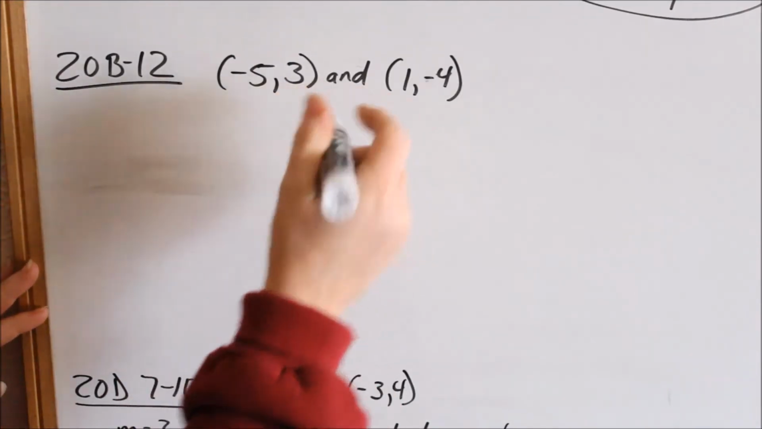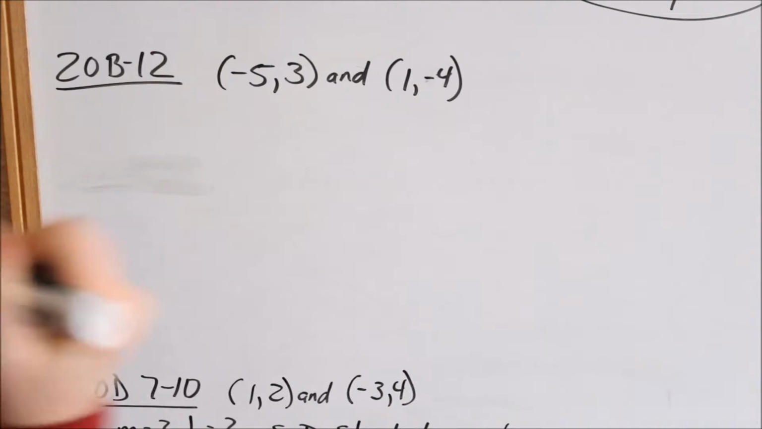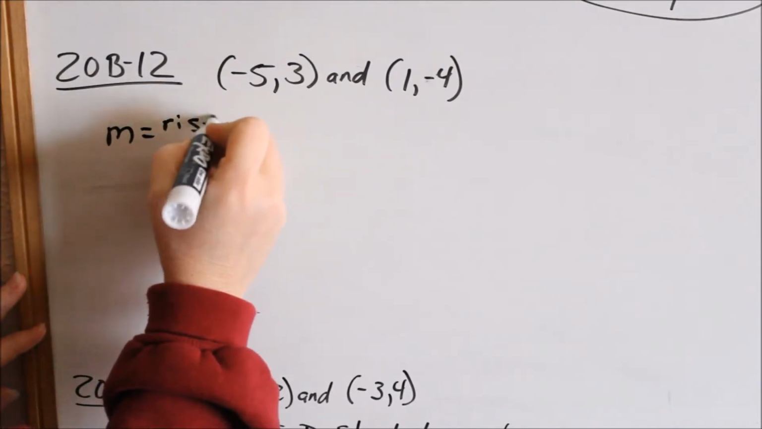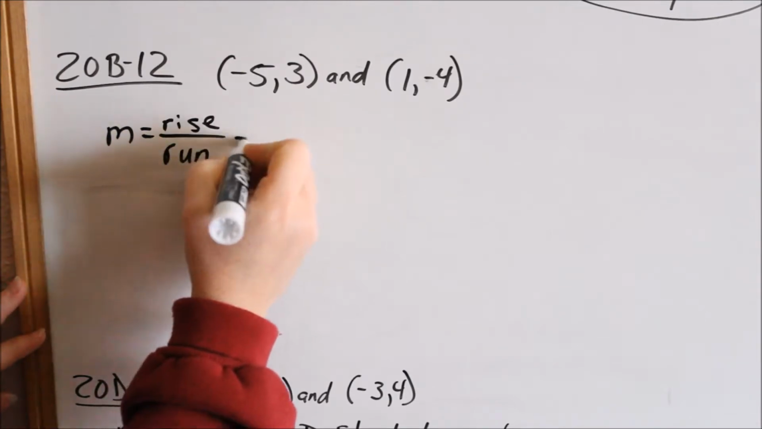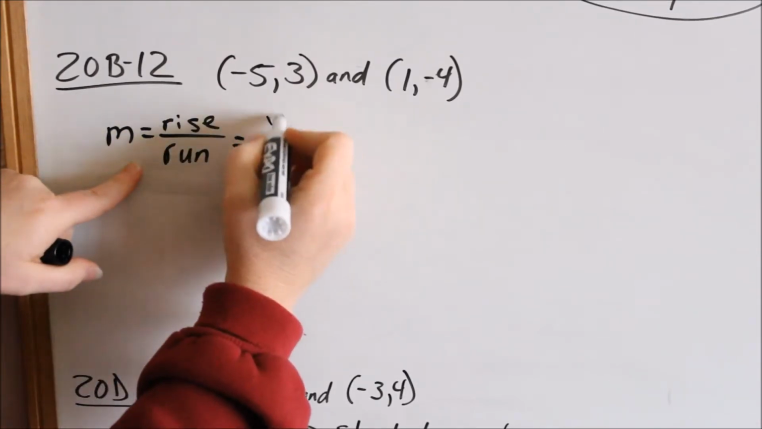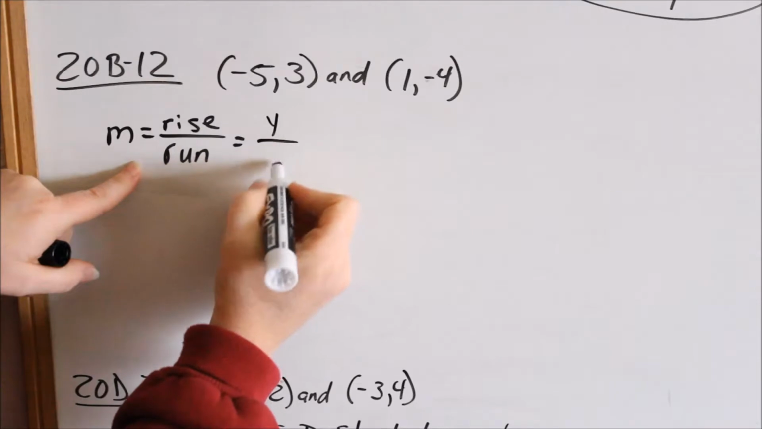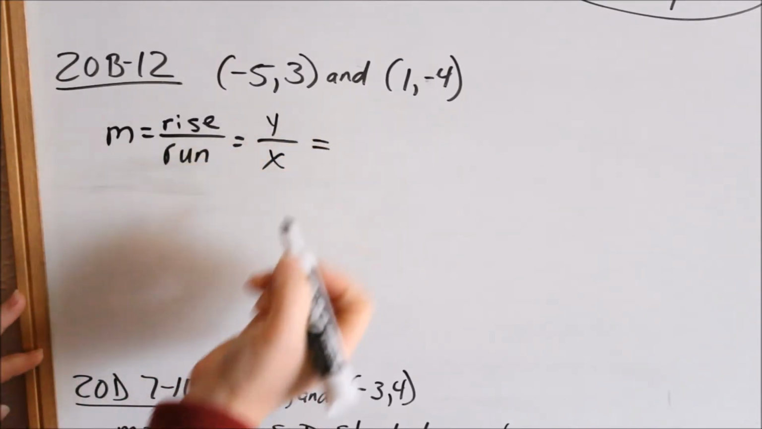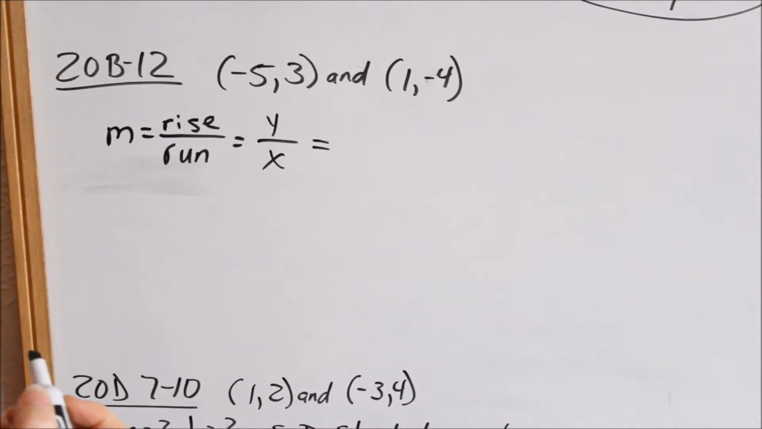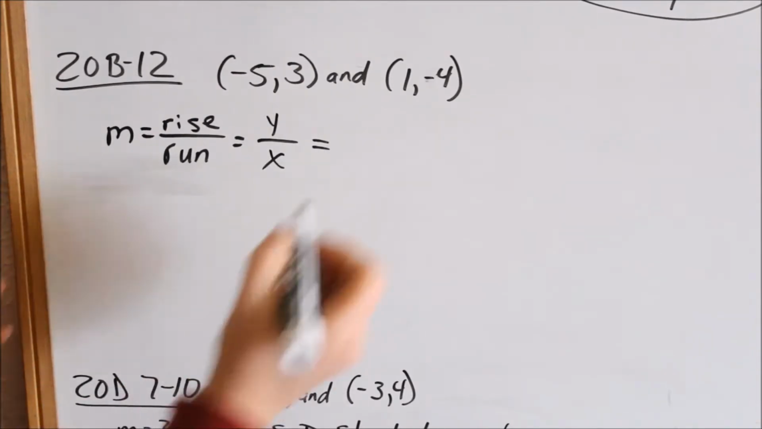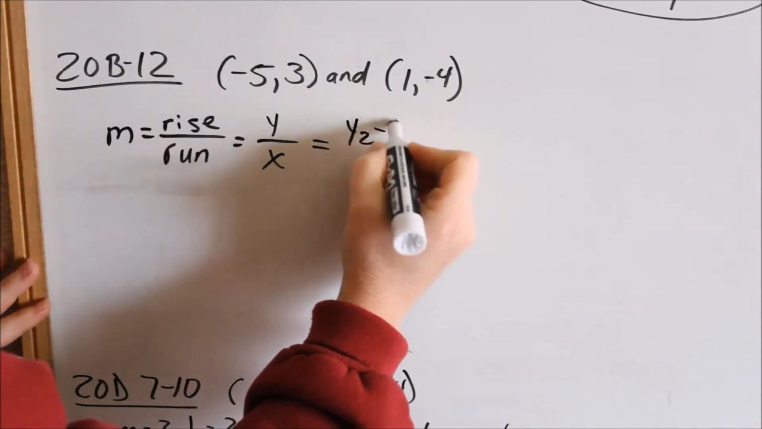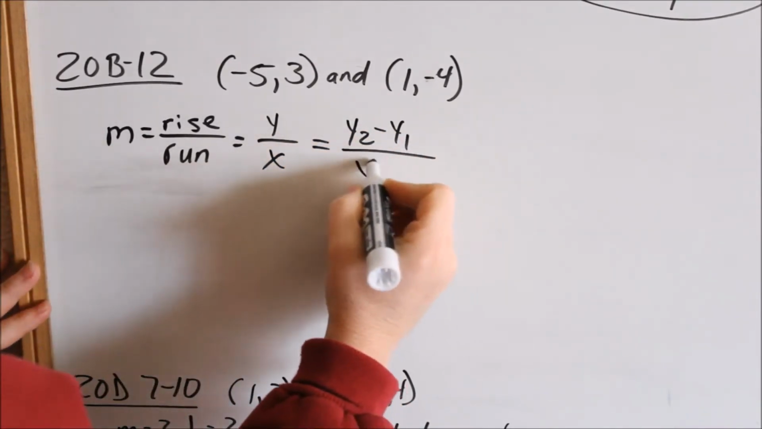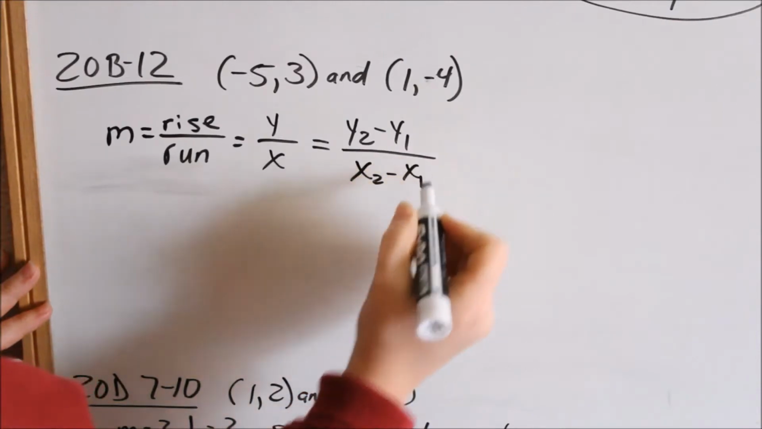So when you are given 2 points, you can find the slope, because slope is rise over run. Your rise is your y values over your x values. So basically, when you are graphing it and doing it, what you are doing is you're finding the difference of your y values over the difference of your x values. So you can do y2 minus y1 over x2 minus x1.